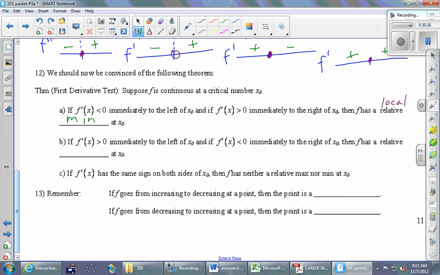Okay, part B, you can probably guess the answer without reading all the gobbledygook, but if the derivative is positive to the left, what is the function doing? So to the left of the point, the function is increasing, then it hits the point, and then the derivative becomes negative, so we go to decreasing, and what do you have up there? That's some x.